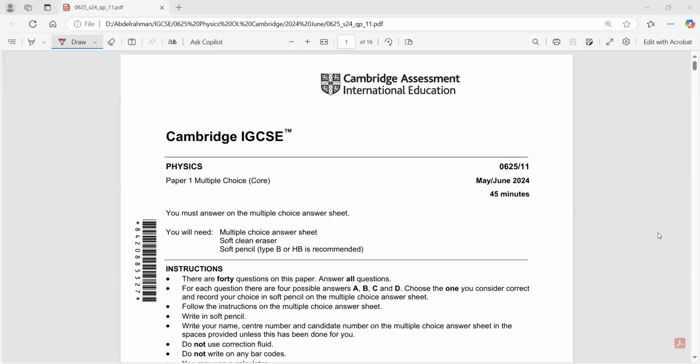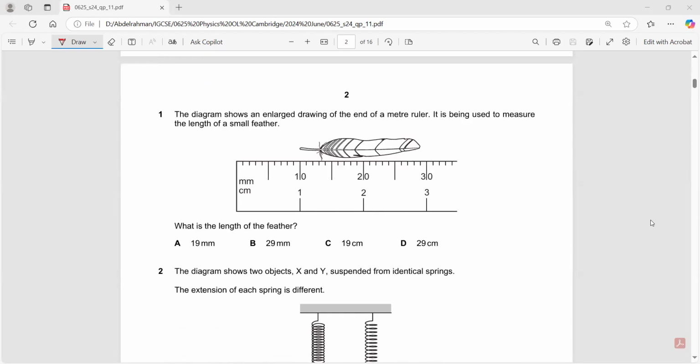May, June 2024, Paper 1, Variant 1. What is the length of the feather? How can I find the length of the feather? It started at 10 millimeters and it ended at 29 millimeters, so the difference is 19. 29 minus 10 is 19 millimeters, not 19 centimeters.